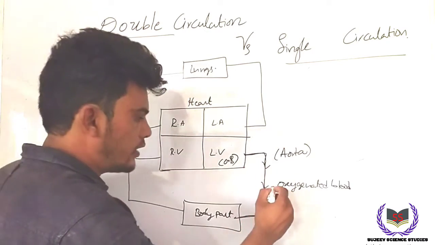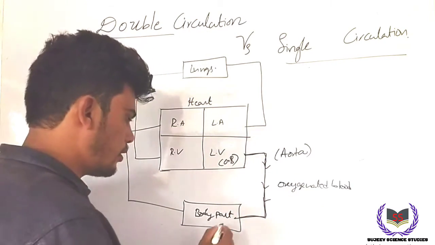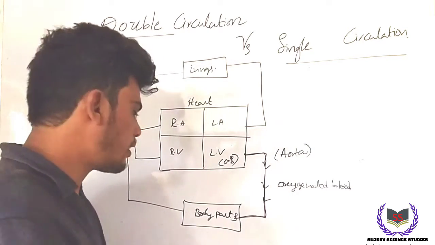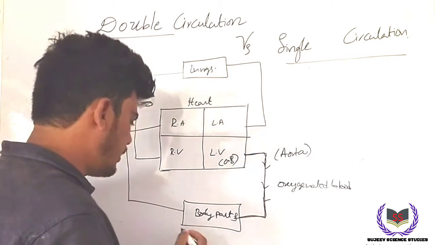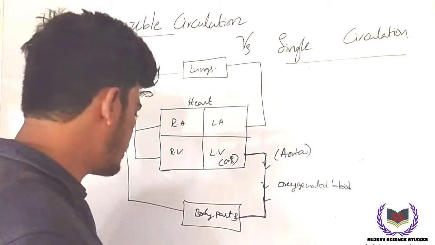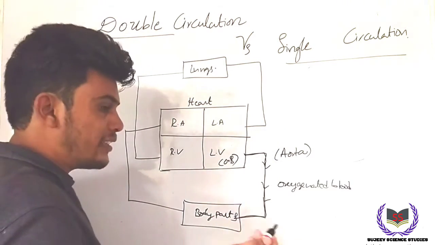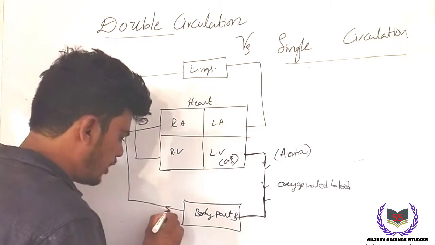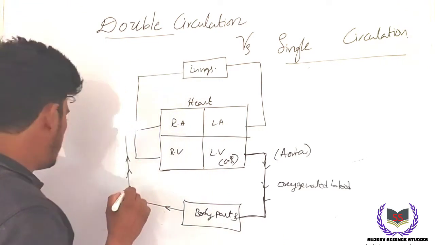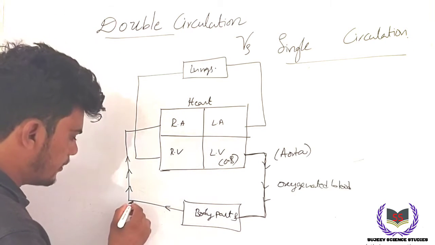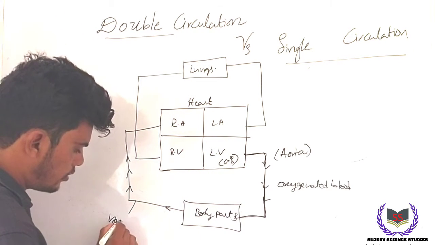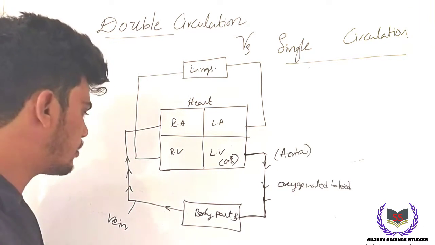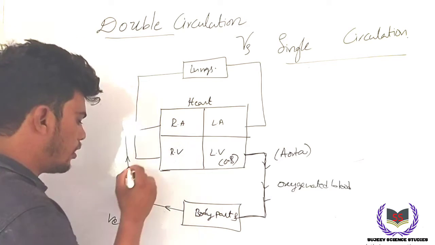Then when this oxygenated blood reaches the body parts, these body parts utilize the oxygen and the nutrients present in the blood. Then the oxygenated blood is converted into deoxygenated blood. That deoxygenated blood is again carried to the heart. So this is the vein. This vein carries deoxygenated blood from the body parts to the heart.